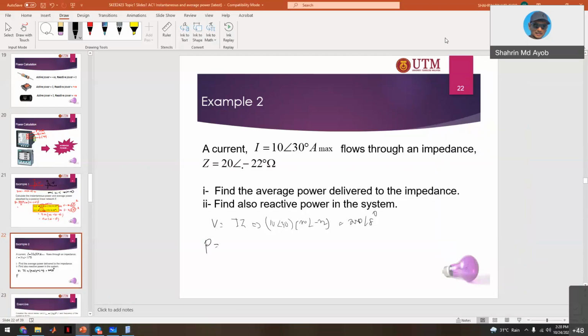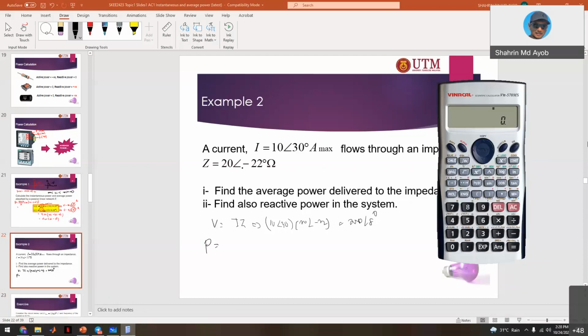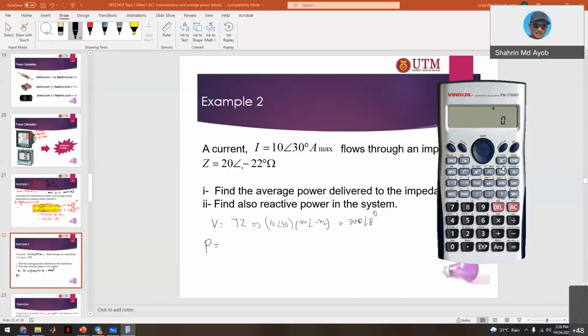Sorry. P is equal to, oh, this one got a background. Okay. What is your V? It is 200 multiplied by 10 over 2 cos 8 degrees minus, what is your angle? The current is 30.